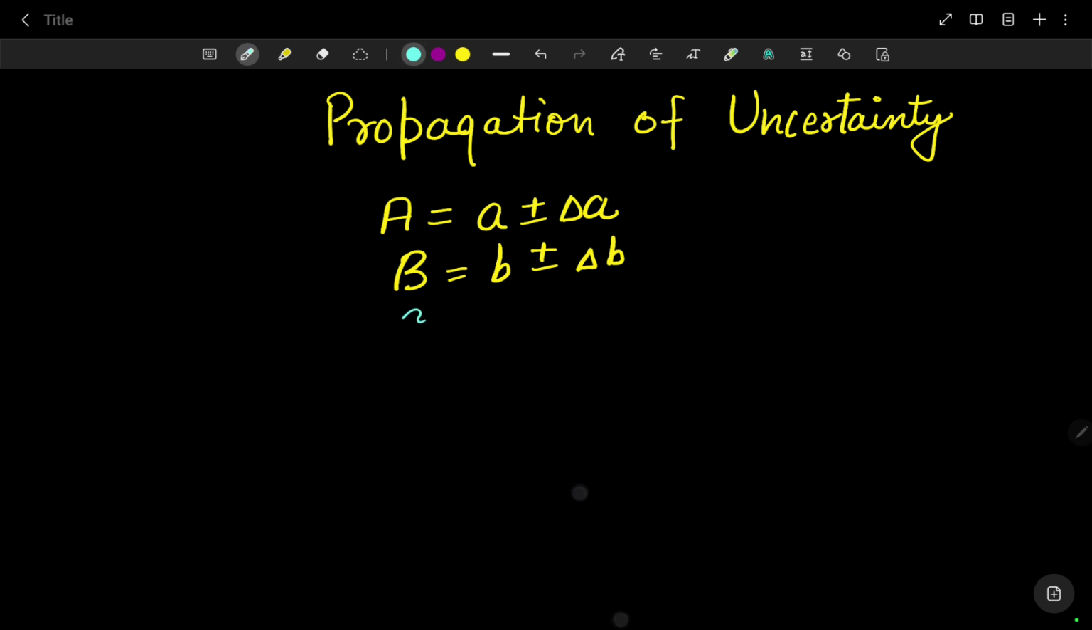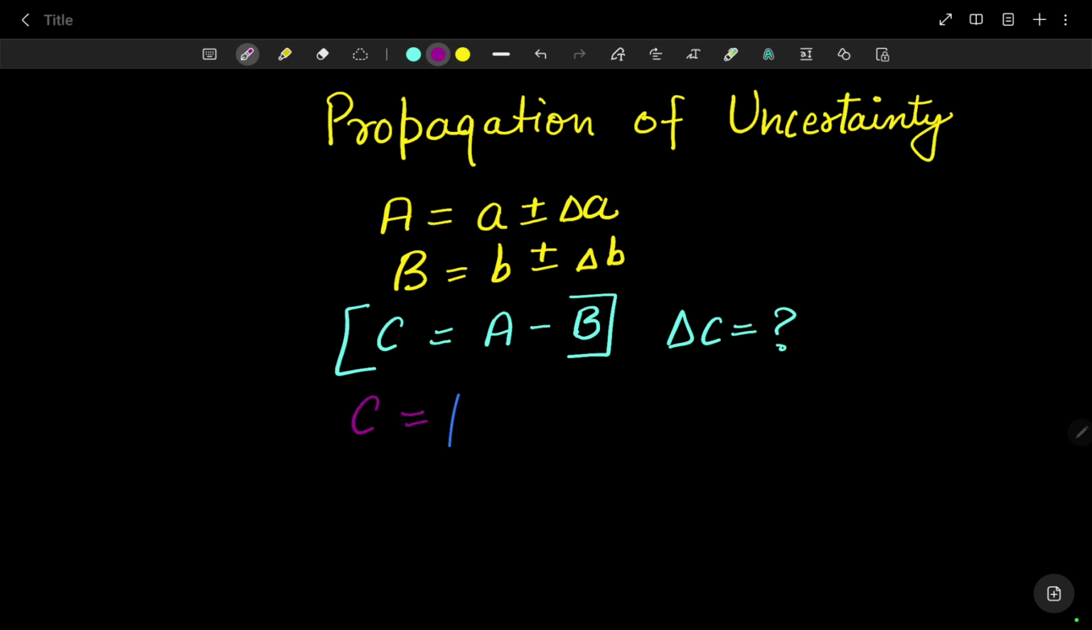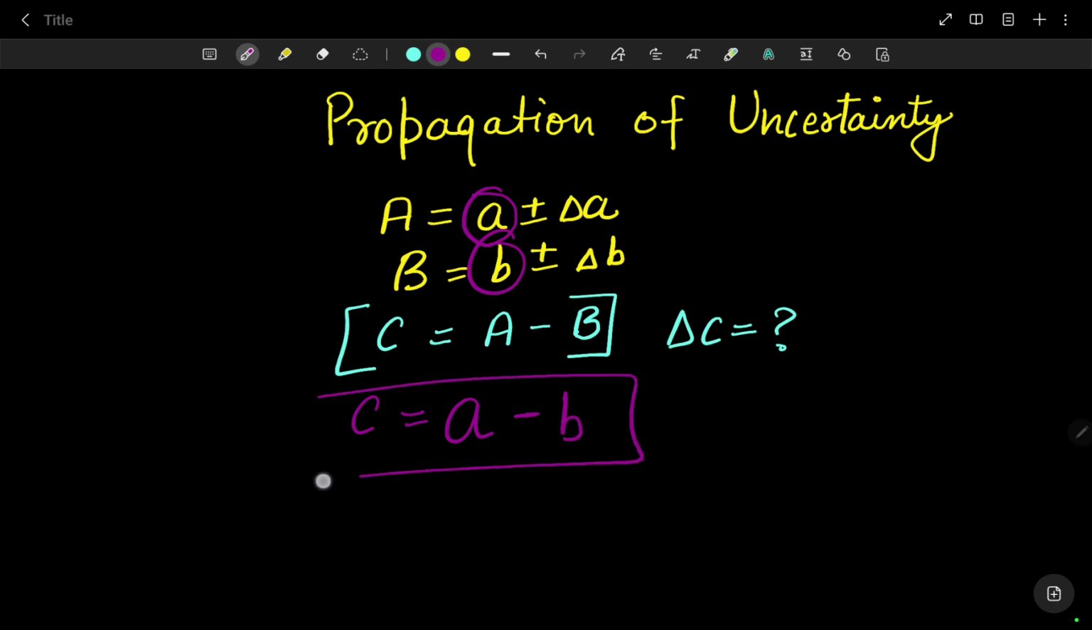Now suppose I want to find out C, and C depends on A and B by the relation C is equal to A minus B. How do we do that? How do we find out C and the absolute uncertainty in C? To find C is very simple. We have been doing it since childhood. C is nothing but A minus B, that means the original value of A minus the original value of B. So I just have to subtract B from A.